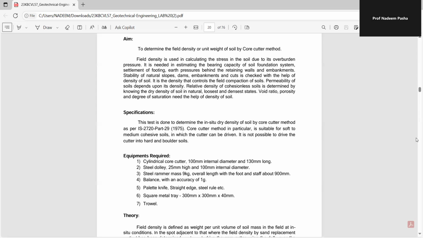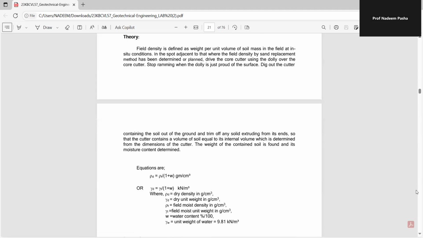Steel rammer of mass 9 kg, overall length with the foot and the staff of about 900 mm. So what is the weight of the steel rammer? 9 kg, and overall length with the foot and the staff is about 900 mm. Balance with an accuracy of 1 gram. Palette knife, straight edge steel, etc. Square metal tray 300 by 300 by 40. And finally, trowel.